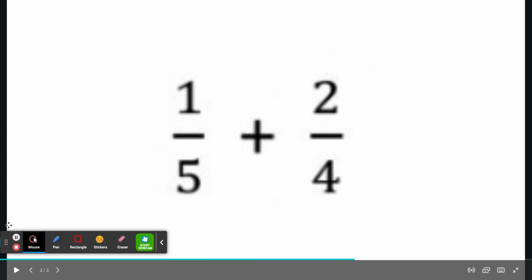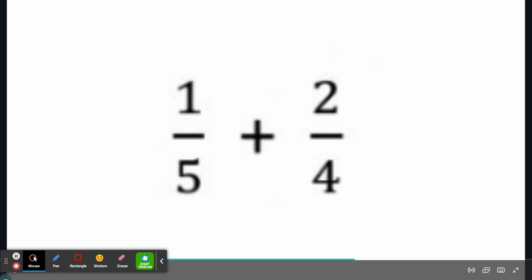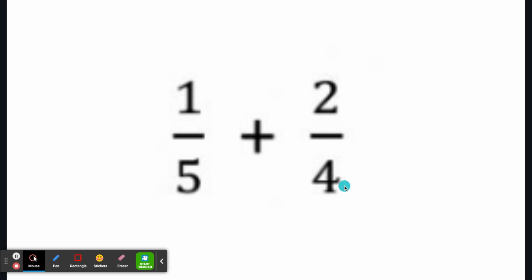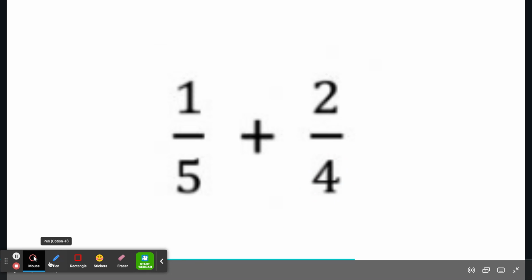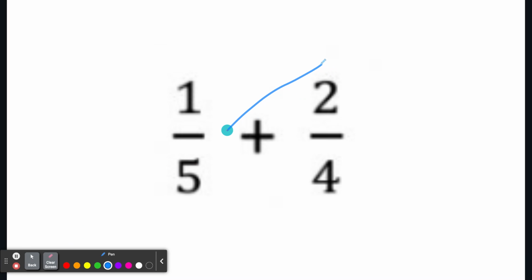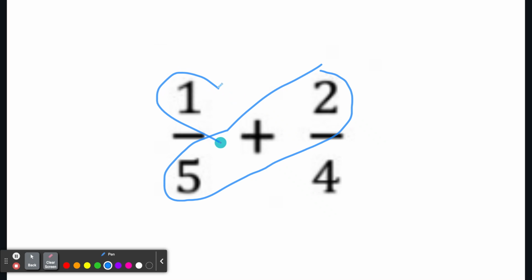Here's our next problem. We are going to add 1/5 plus 2/4. As you can see, our denominators are different again, which means we cannot just add straight across. We're going to cross multiply. So we'll multiply 5 times 2, and we'll multiply 1 times 4.